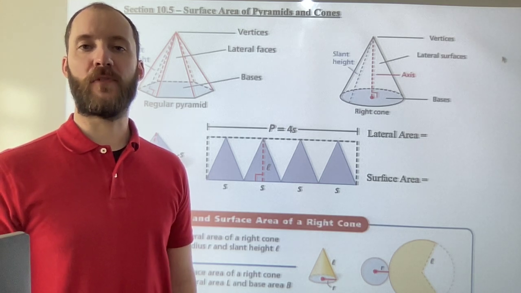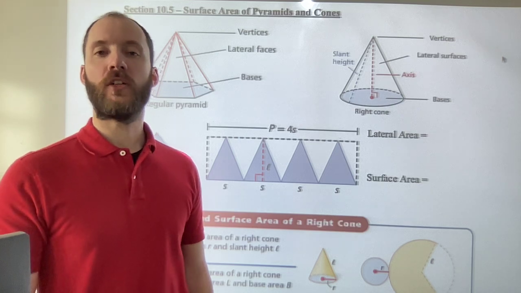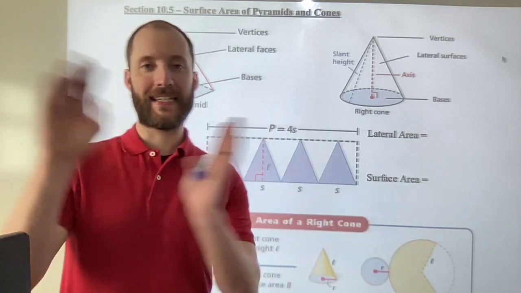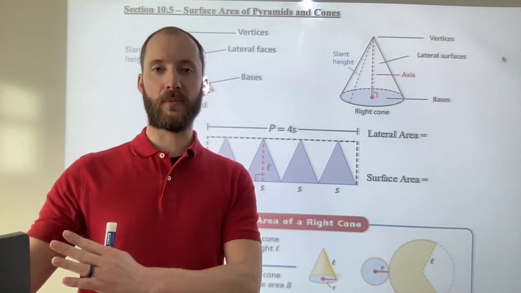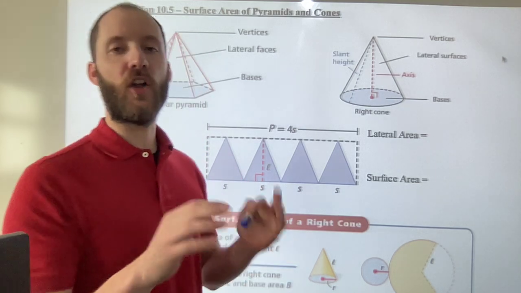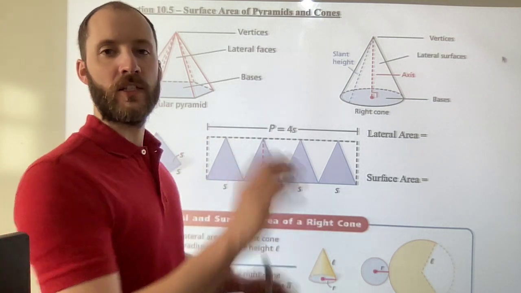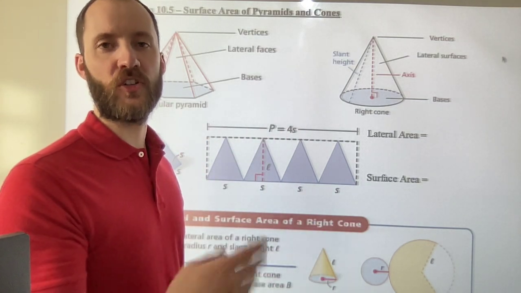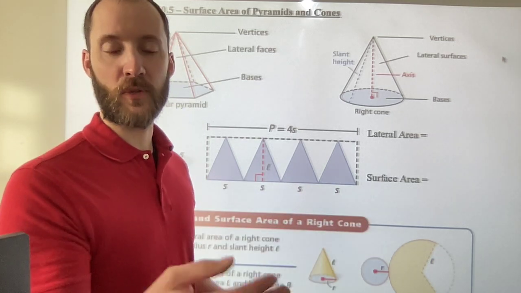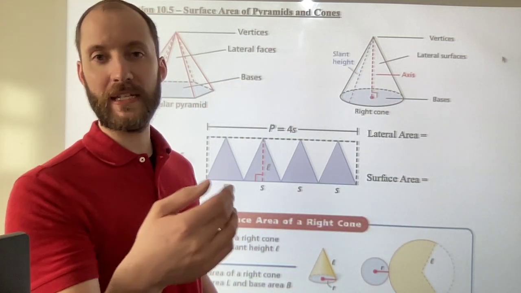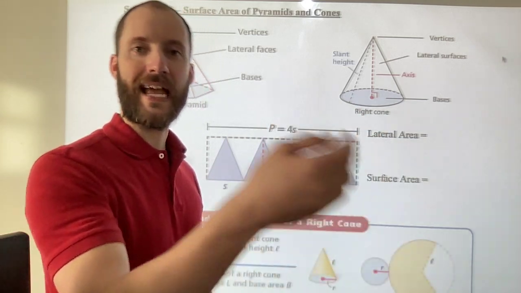Section 10.5, surface area of pyramids and cones. So looking at last section, section 4, surface area of prisms and cylinders, understanding how that works makes this so much quicker to understand. Just thinking about what's the difference between prisms and pyramids, what's the difference between cylinders and cones.